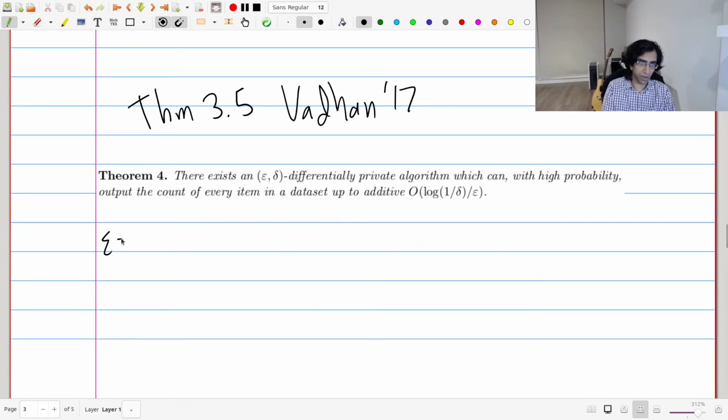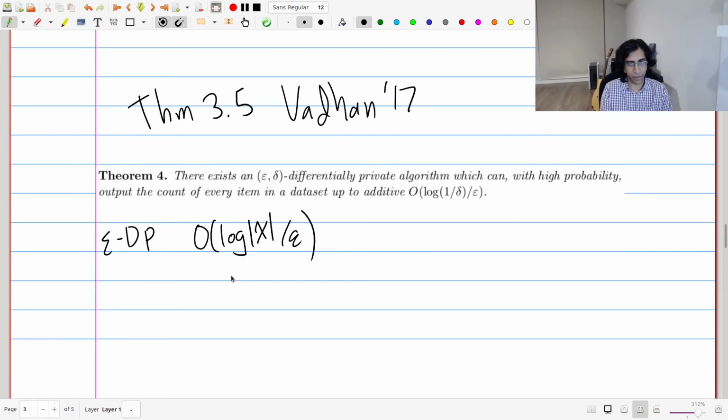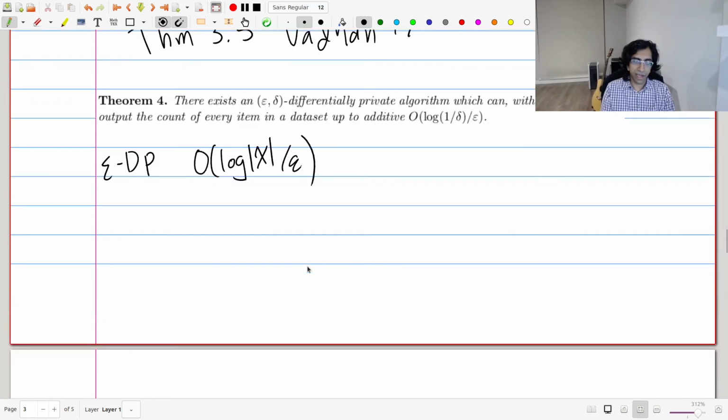Compare with the epsilon delta DP, which would give you an accuracy of log of size of the domain divided by epsilon. So in a large or potentially infinite domain, this is much, much larger than what we have here. So that's kind of surprising and quite nice.